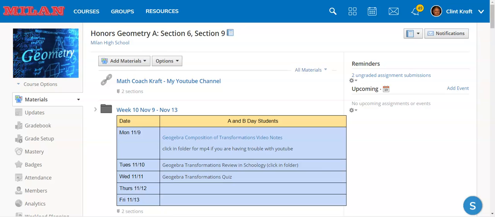All right, taking a look at the transformation quiz review. Most of this is going to be dealing with GeoGebra, but some of it will be just doing it by hand. I'll try to show you both ways. Some things you might want to take a peek at.